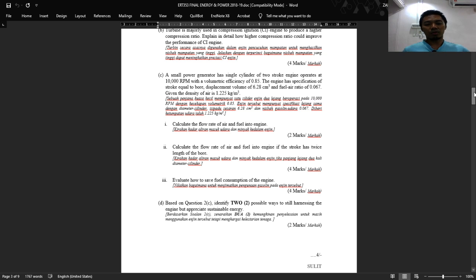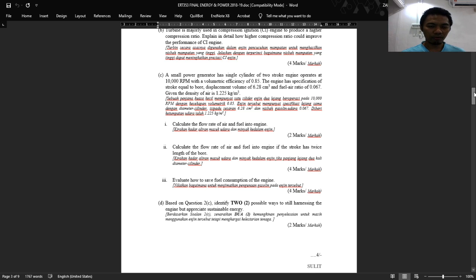And the last one is based on question 2C. Again, identify two possible ways to still harness the engine but appreciate sustainable energy. This is actually a combination of topics. But you can still think what kind of sustainable energy can be used, and we can still harness the engine to move any part. You can still think about that. It is an easy question. We should not leave it blank in your examination.